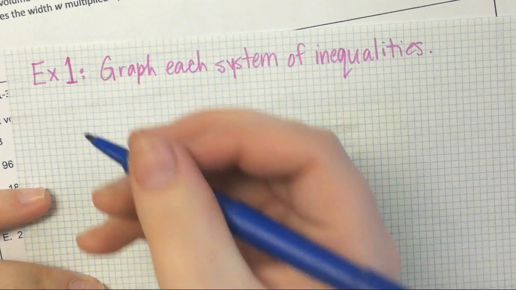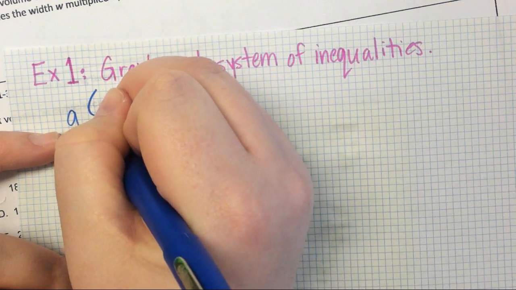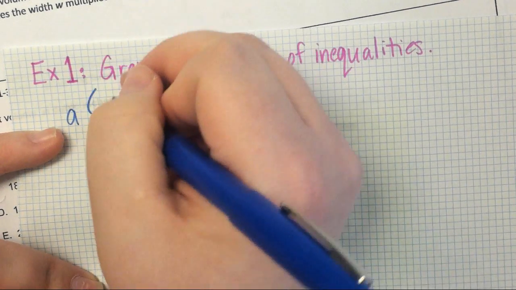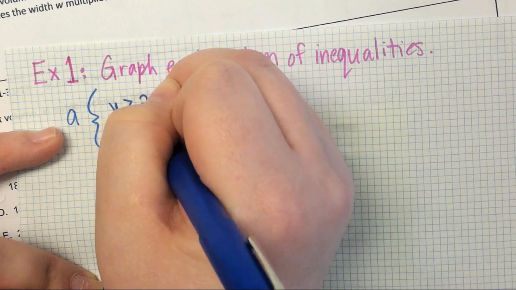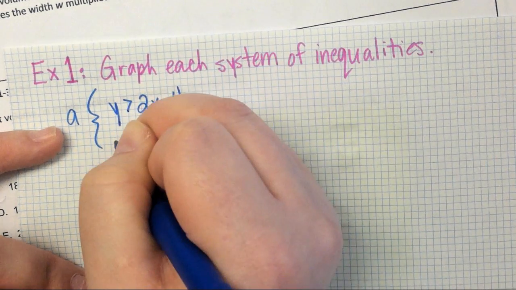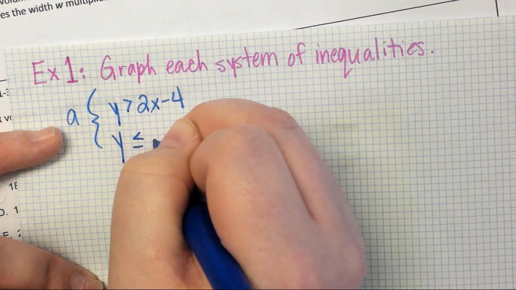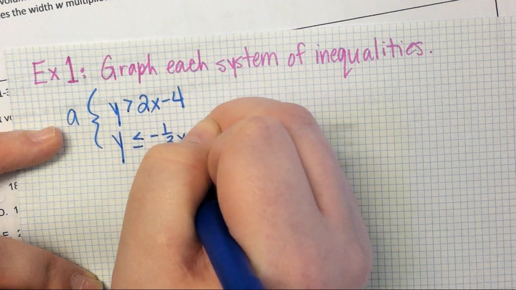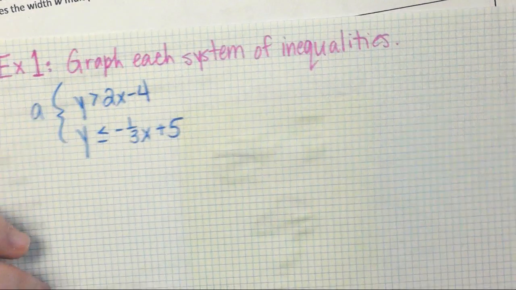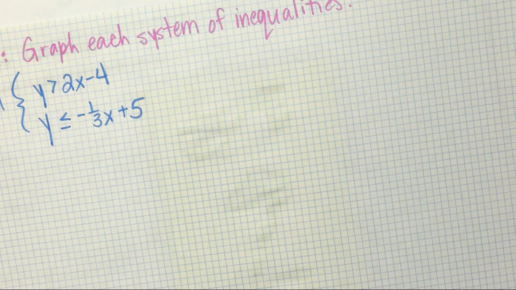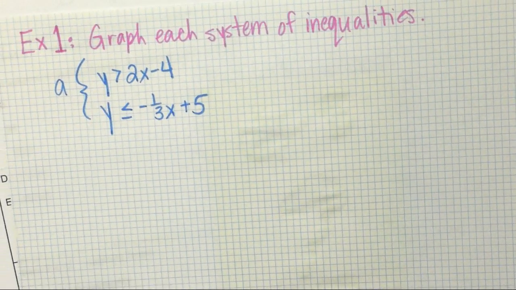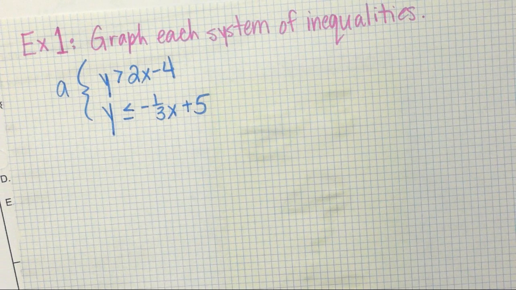So for A, and thankfully they went ahead and solved these for us, we need to graph y is greater than 2x minus 4. And we need to graph y is less than or equal to -1/3 x plus 5. If you don't have colors, now is probably the time you want to use colors. You're more than welcome to borrow some out of my little tower things. Now is the time for colors.